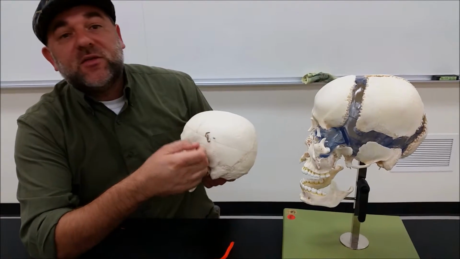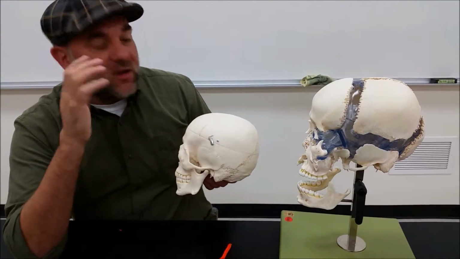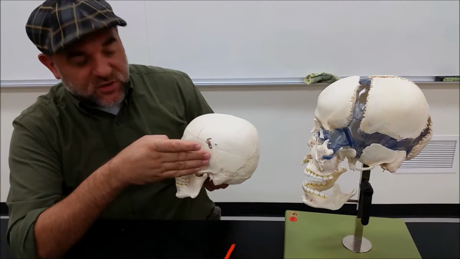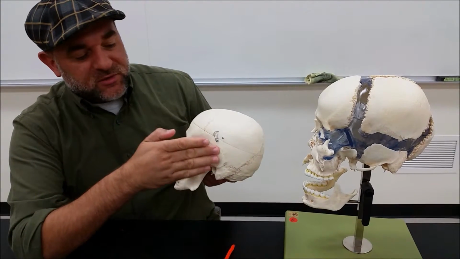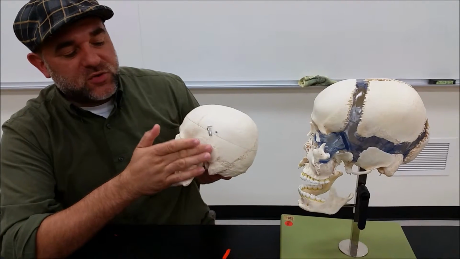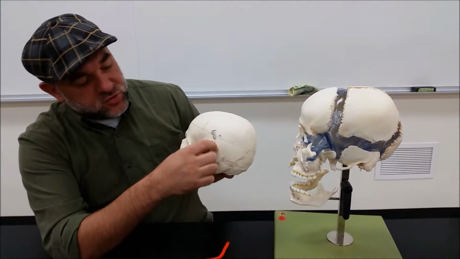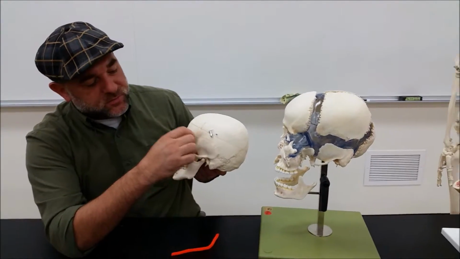This area here is relatively flat. And if you did histology, you know that a flat cell is called a squamous cell. This area is called the squamous portion of the temporal bone. And the suture here is called the squamous suture.